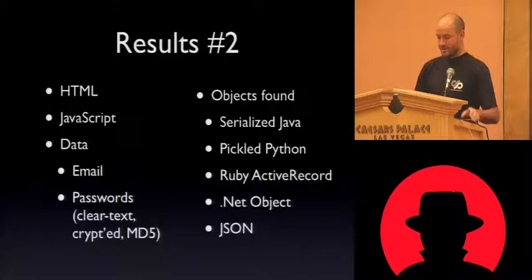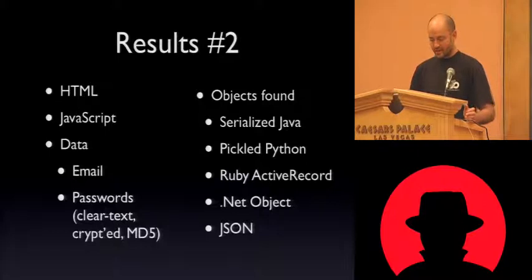So what were some of the things that we saw in there? Well, what you would expect on websites: HTML, JavaScript, data. Data was interesting. We had email. We had passwords in clear text. Some of them were encrypted. Some of them were MD5 hashed. We also found objects, actually loads of objects: serialized Java, serialized Python, Active Record, and so on.